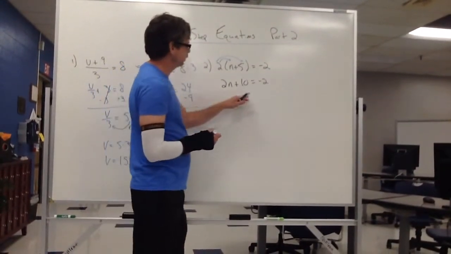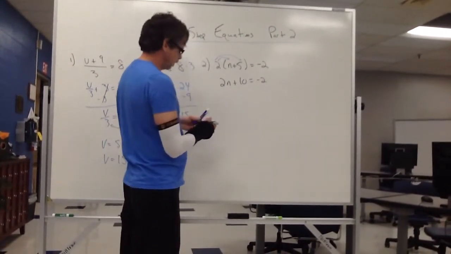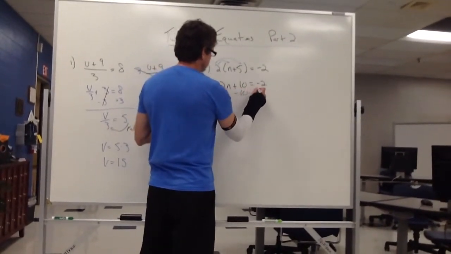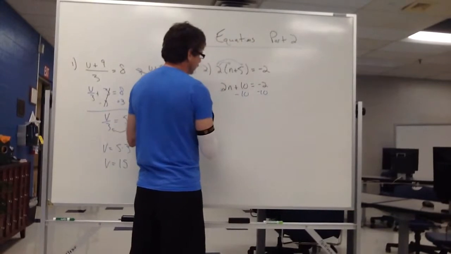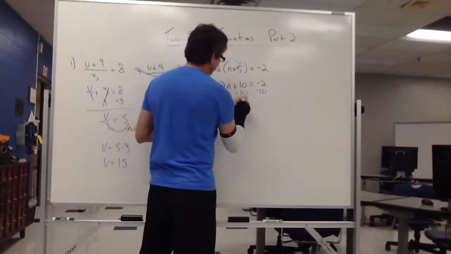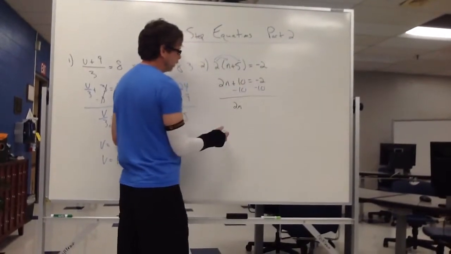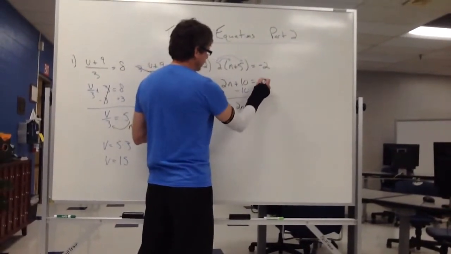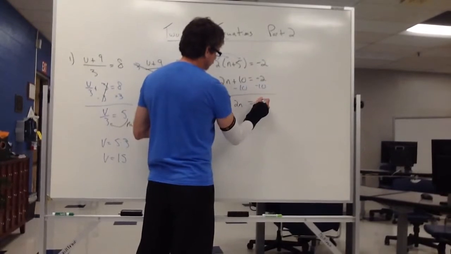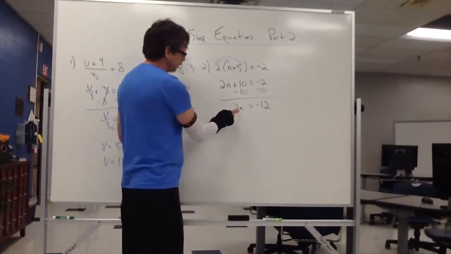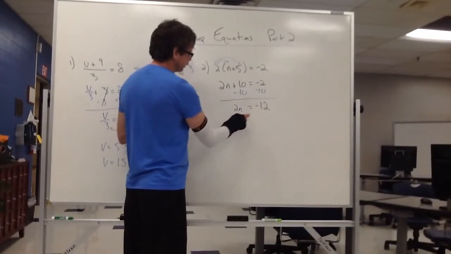Now this should look familiar to you. We can now move the 10 out of the way by using its 0 pair. And we know that the 2n is now left over on its side because a 10 and a -10 will zero out. And on the right hand side, a -2 and a -10 would give me a -12. And at this point, we kind of look at it, 2 times what number is a -12?